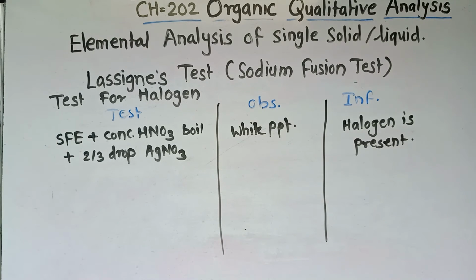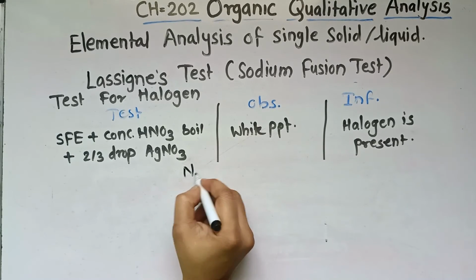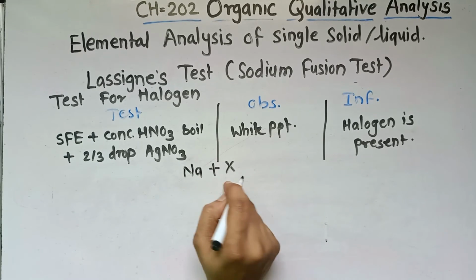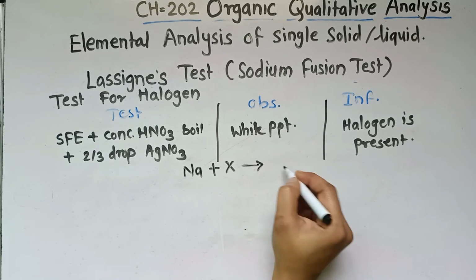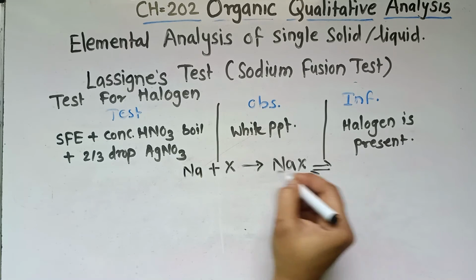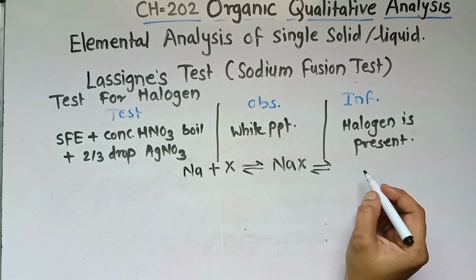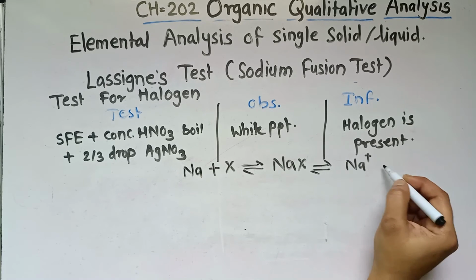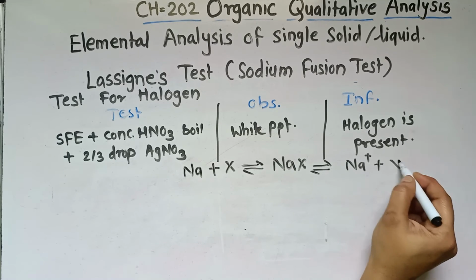It is very simple. We take sodium fusion extract, we add concentrated HNO3, boil well, cool under the running tap water, and we add 2-3 drops of silver nitrate. And if we observe the white PPT, we show that the halogen is present. So what happened here? Sodium reacts with the halogen, X stands for halogen. It forms NaX, sodium halides. All these reactions are reversible. So it is ionized into Na plus X minus.